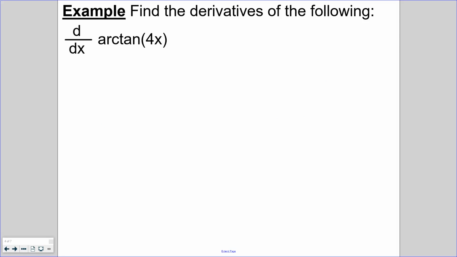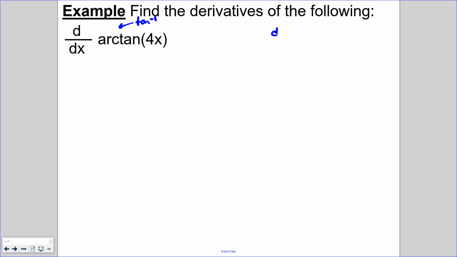So let's dive in. Here we want to find the derivative of arctangent of 4x. And let's remember from pre-calculus, arctangent is just another way of saying tangent inverse. So we know we're going to have to use the tangent inverse formula here. But before we do that, let's take care of a little bit of side work.